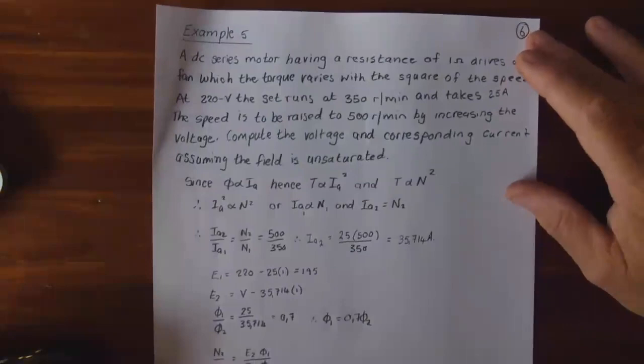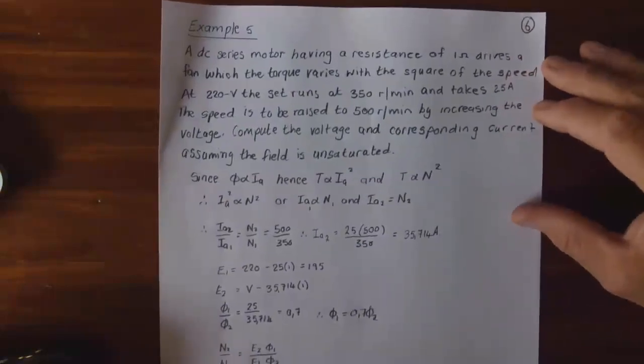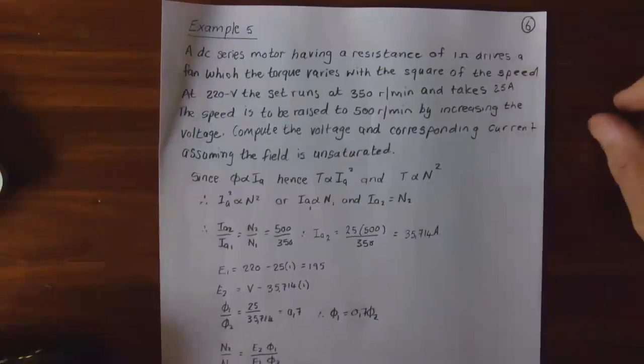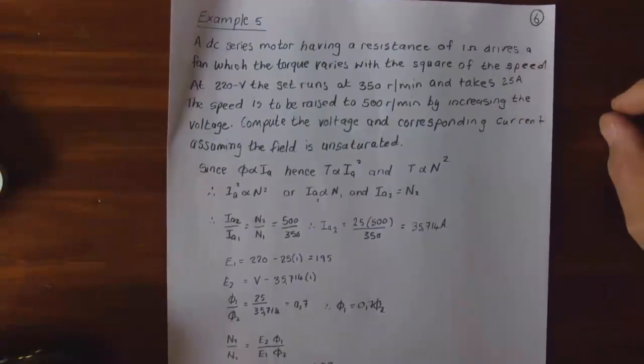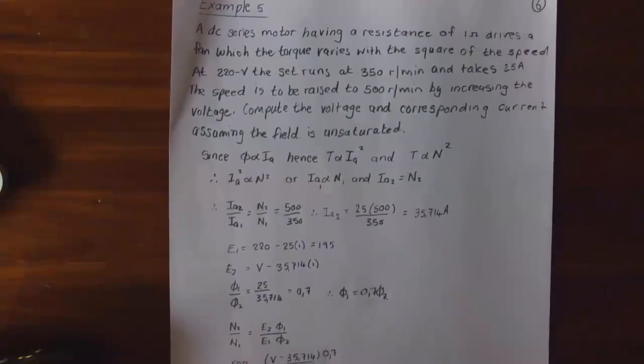A DC series motor having a resistance of 1 ohm drives a fan which the torque varies with the square of the speed. At 200 volt, the set runs at 350 revs per minute and takes 25 amps. The speed is to be raised to 500 revs per minute by increasing the voltage. Compute the voltage and the corresponding current, assuming the field is unsaturated.